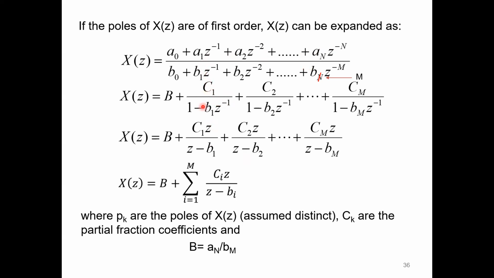Now, if you can write down your partial fractions in this format, C1 over 1 minus b1 z to the power minus 1, and M number of them, then once you assemble them together, you can go back to the original rational polynomial that is over here. Pretty obvious.